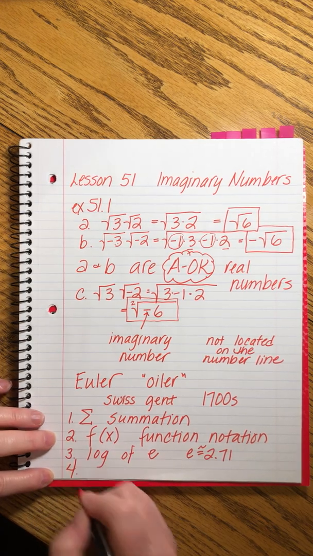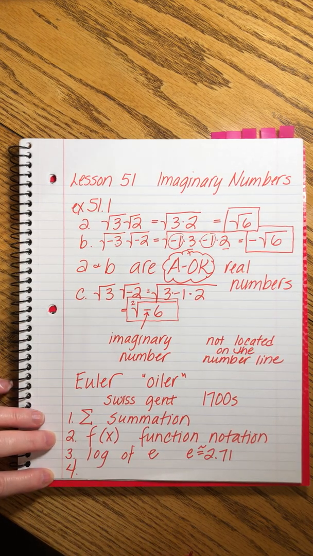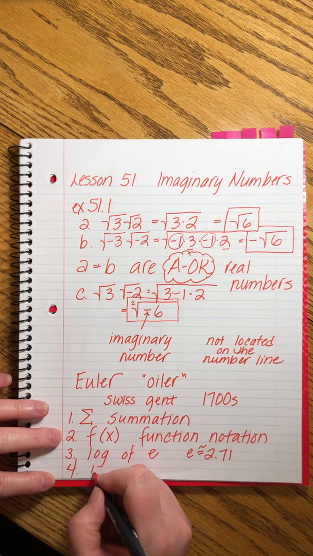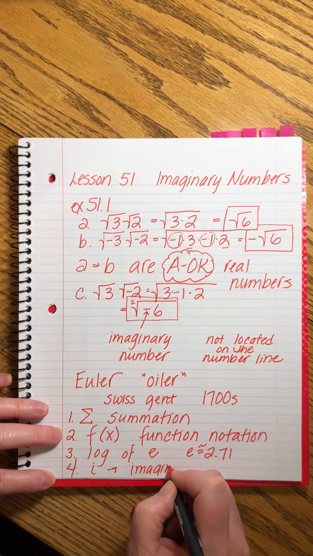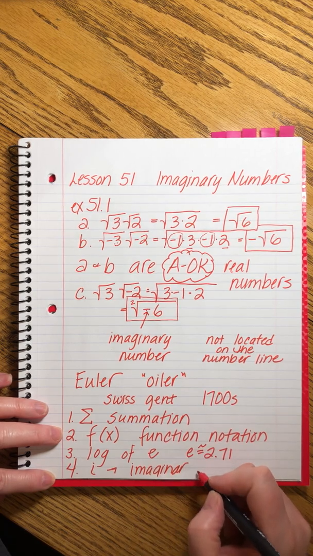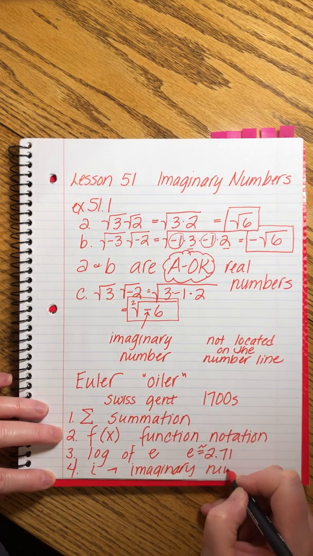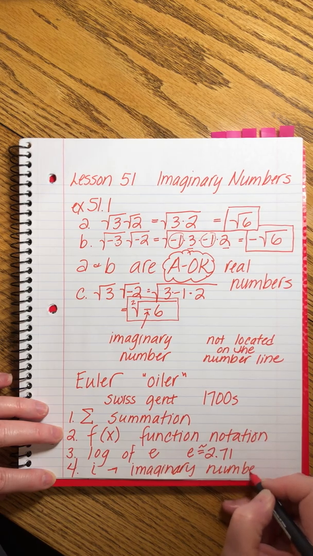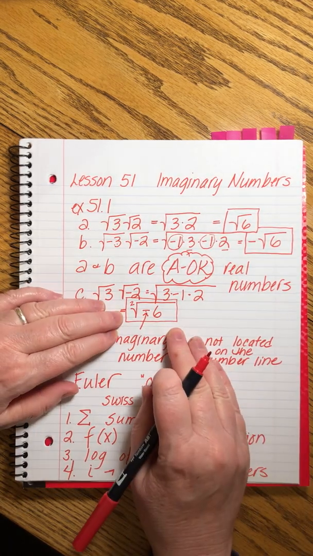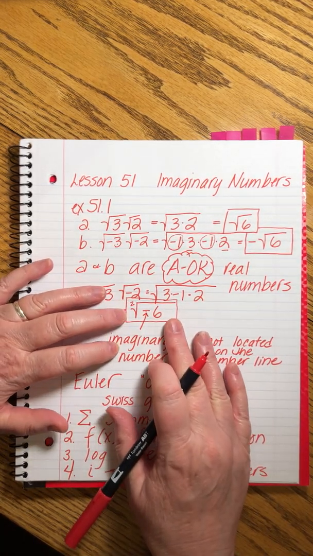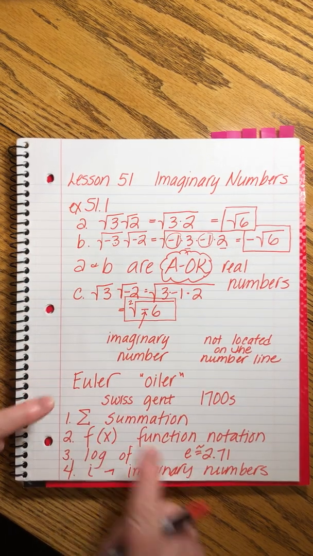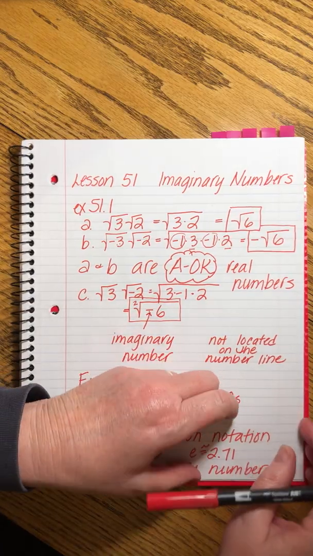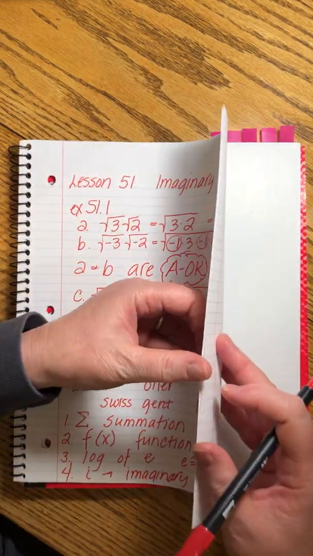And then the fourth thing that he is famous for coming up with is using the letter i for imaginary numbers. And that's what we're going to talk about next: how do you identify and write a number differently when it is an imaginary number. And we have Mr. Euler to thank for that, our lovely Swiss gent. Okay, turning the page. Oh, look, we're almost to the back of the book.